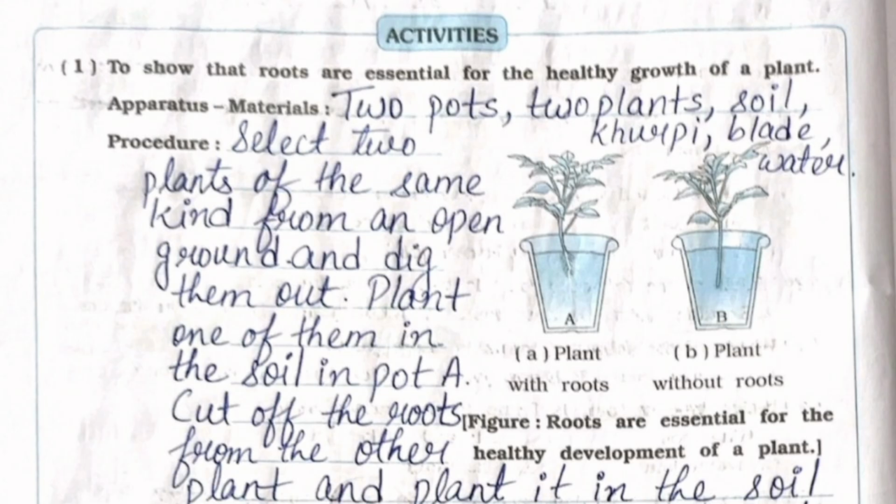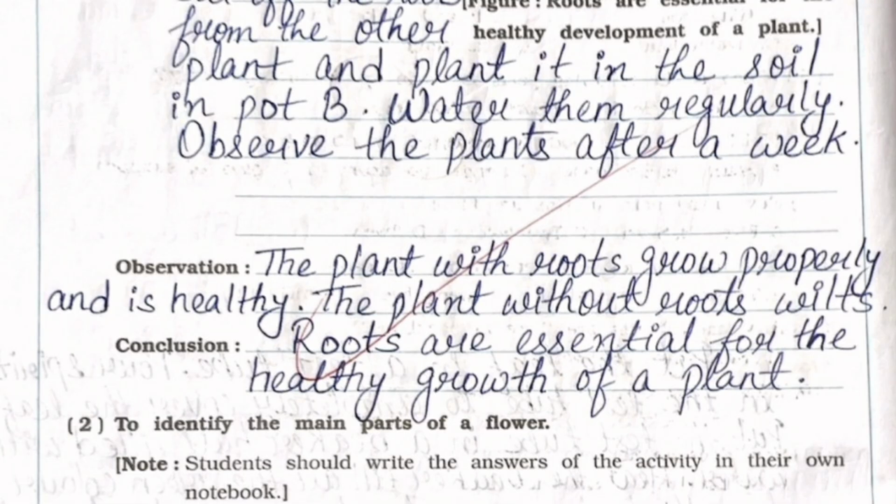Now the activities. The first one, apparatus and materials are 2 pots, 2 plants, soil, khurpi, blade and water. The procedure is, select 2 plants of the same kind from an open ground and dig them out. Plant one of them in the soil in pot A. Cut off the roots from the other plant and plant it in the soil in pot B. Water them regularly. Observe the plants after a week. Observation: the plant with roots grows properly and is healthy. The plant without roots wilts. Conclusion: roots are essential for the healthy growth of a plant.